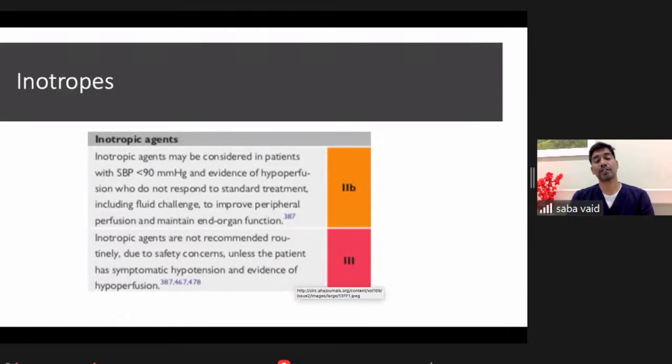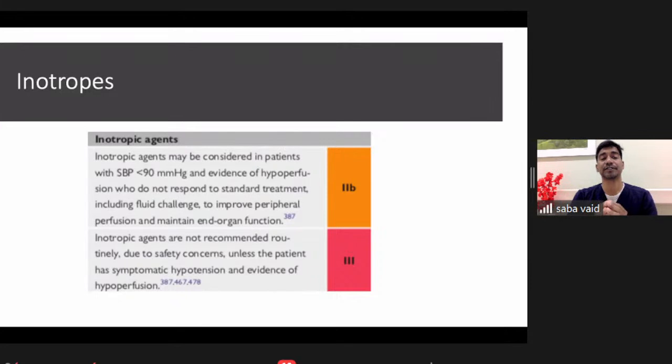So inotropic agents, yes, they are very good drugs. But then there is a very specific indication. Gone are those days where any patient who comes in with heart failure gets started on an inotropic agent like dobutamine. Put them on dobutamine, put them on dopamine. Those days are gone. There are specific reasons why you want to put these patients on inotropes, because very much like their good effects, there are a lot of bad effects from inotropes also.